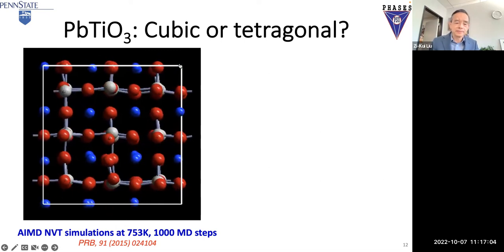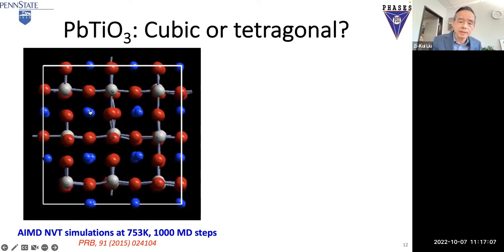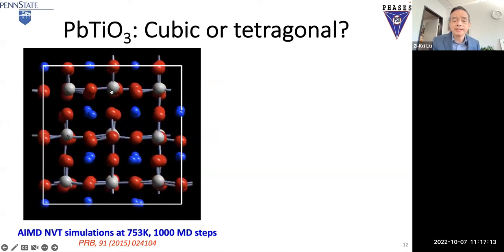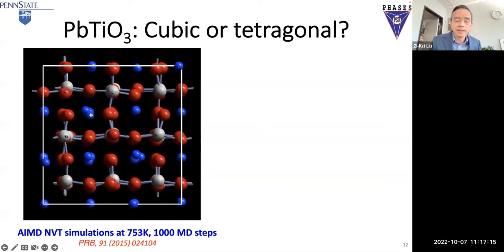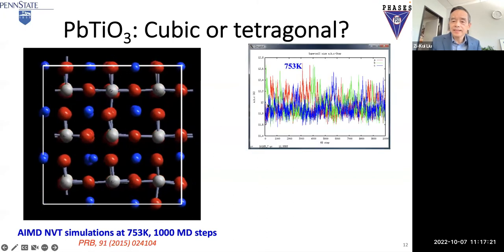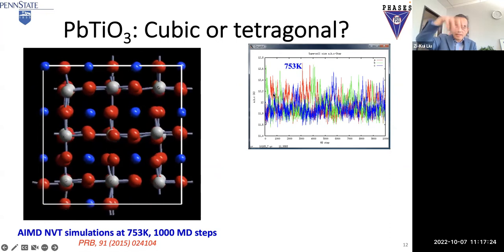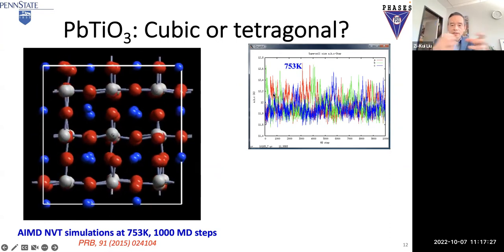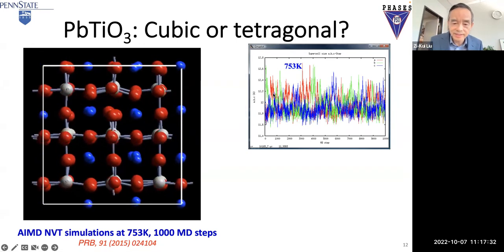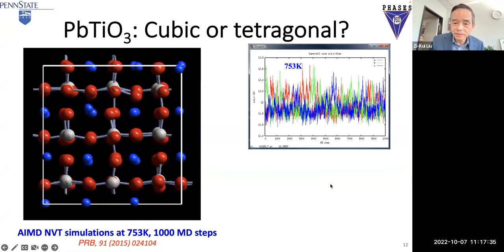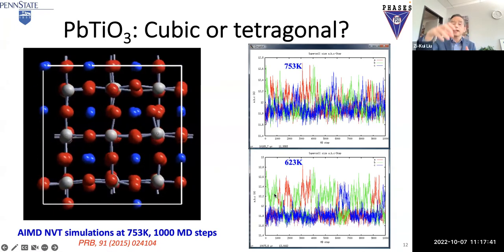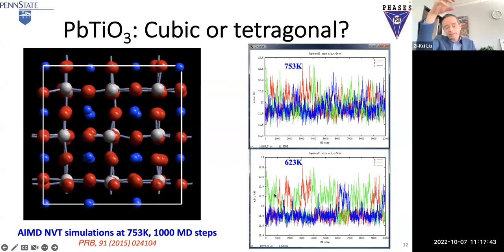That's fixed. Then I look at each atom, the titanium in the middle, and how it reacts with its oxygen and with the lead. I can measure it over time. So what do you find? Give it a high temperature first. You see that the unit cell goes like this, then after a while it goes like that, or like this. So it changes the orientation of the c axis. And if you decrease temperature, you find that it changes less frequently. That means at high temperature it changes very fast, but at low temperature it changes a little bit slower.